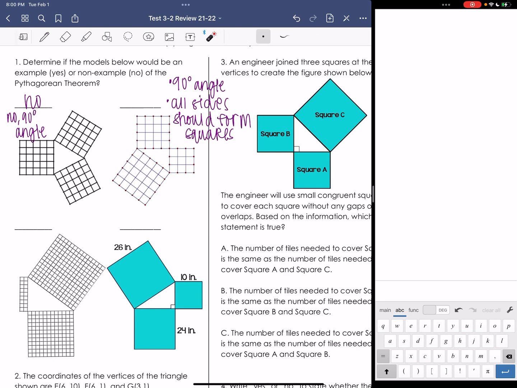So now let's go ahead and take a look at our next example. So this is going to be this model at the bottom. So first I see my 90-degree angle. I point my arrow to C. So yes, it does have a 90-degree angle. Then I need to check, do all sides form squares? So this side here is 1, 2, 3, 4, 5, 6, 7, 8, 9. However, I see it does not form a 9 by 9 square here. So this cannot be an example of the Pythagorean theorem because not all sides form squares.